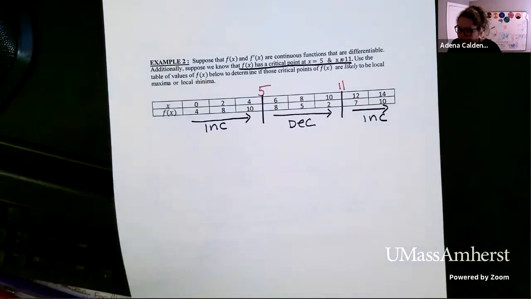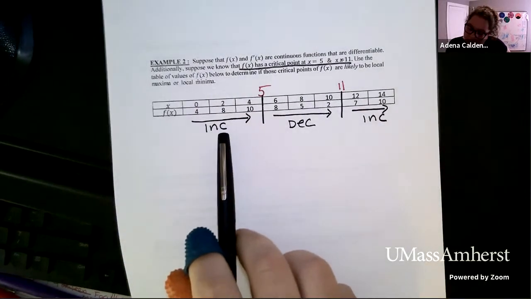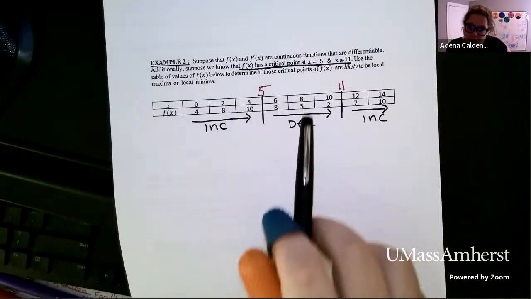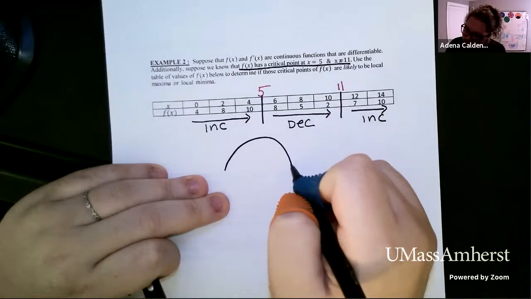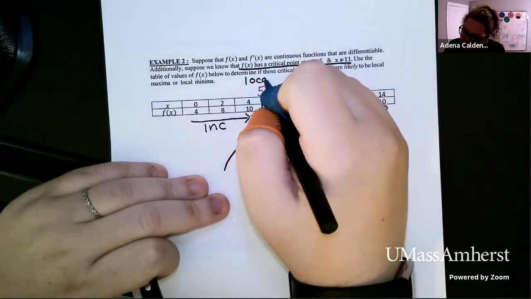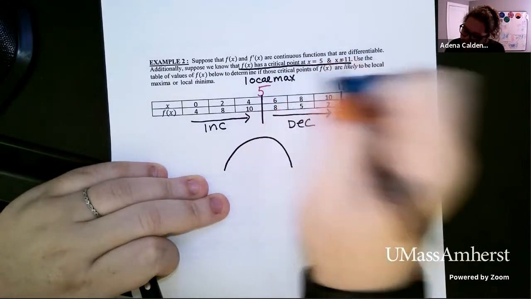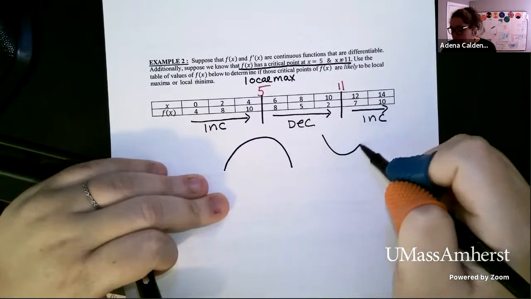Those are increasing. So here what we see is that our function is going from increasing to decreasing around 5. If we are going from increasing to decreasing, we have a function that looks like this, which makes 5 a local max. And then here at 11, we're going from decreasing to increasing.